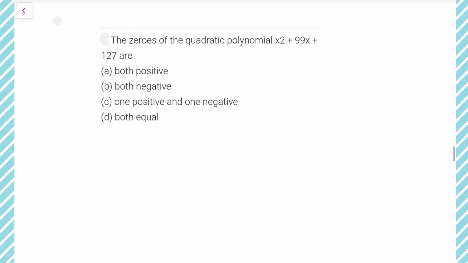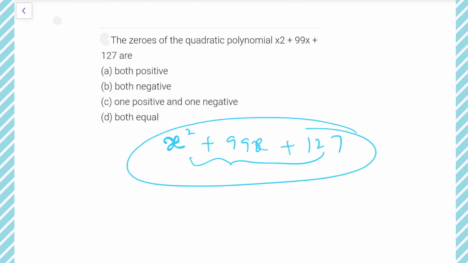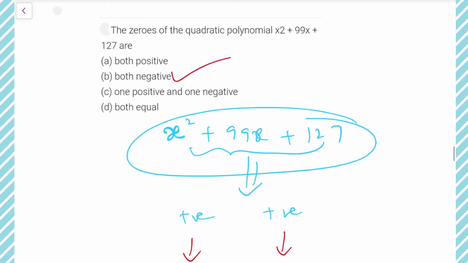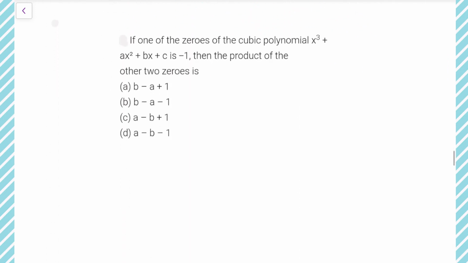Next, the zeros of the quadratic polynomial x square plus 99x plus 127. Here every term is a positive term only, so definitely if we split the middle term also we will get positive numbers only. So if these are positive numbers, then definitely the zeros will be negative. So both are negative. Next, if one of the zeros is minus 1, then he is asking what is the product of the other two zeros.